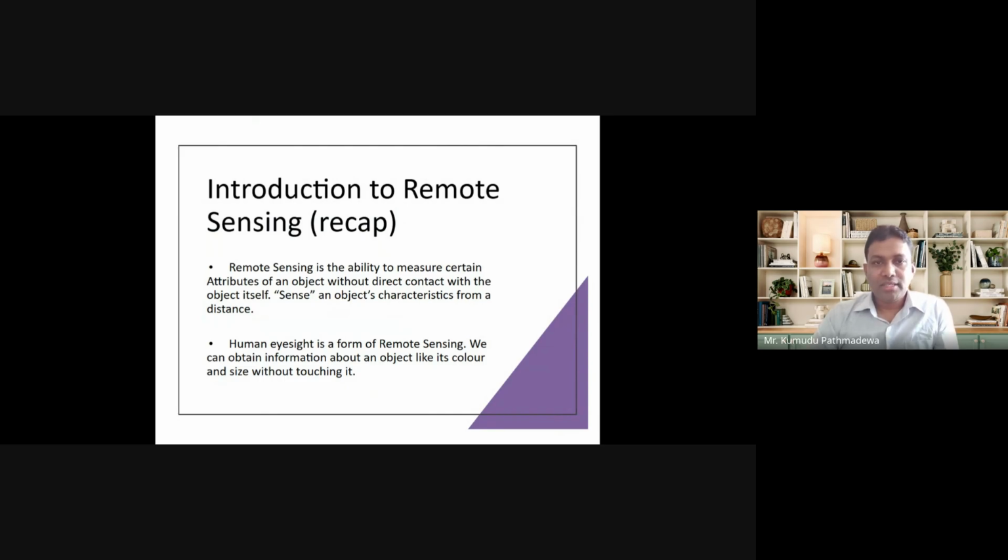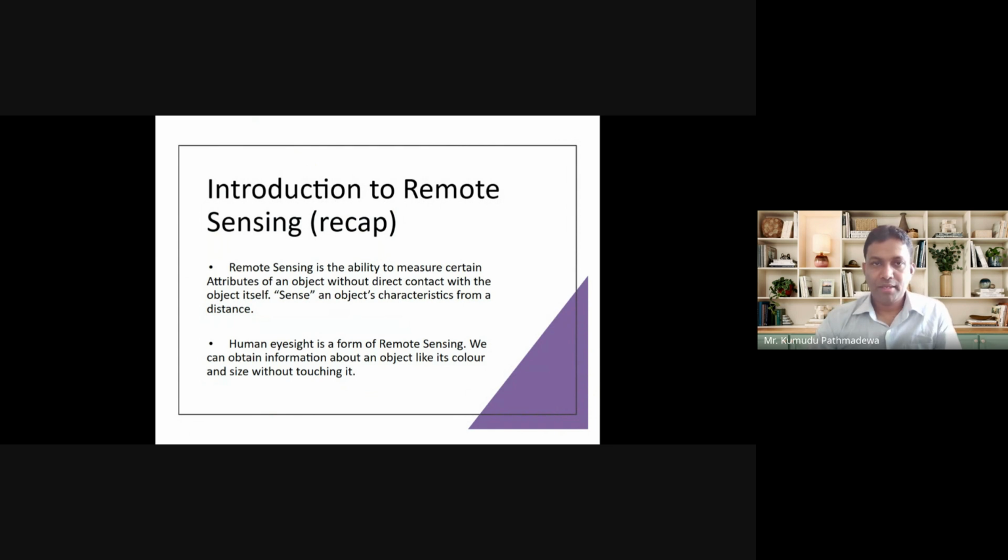Remote sensing is the science of obtaining information about objects or areas from a distance without making physical contact. Just like how our eyes detect colors and shapes without touching an object, sensors on satellites do the same, but in a more advanced, quantified way.